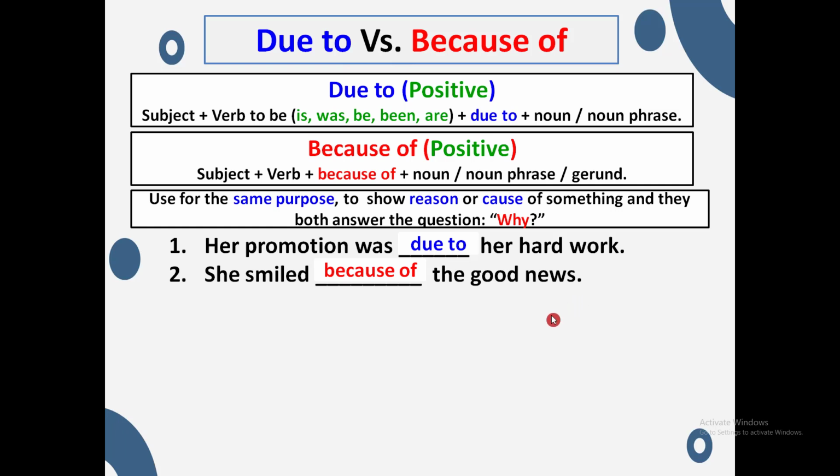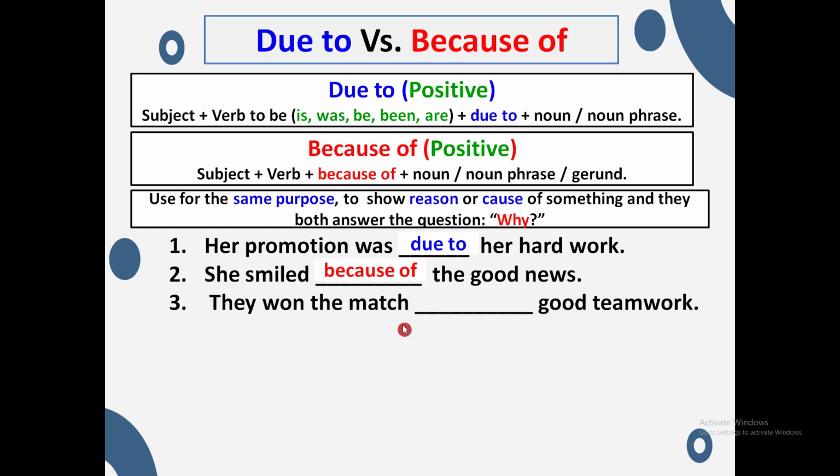Okay. Number 3. They won the match blank good teamwork. Due to or because of. Won, it's our main verb, and after main verb we follow because of. They won the match because of good teamwork. Why did they win the match? Because of good teamwork.